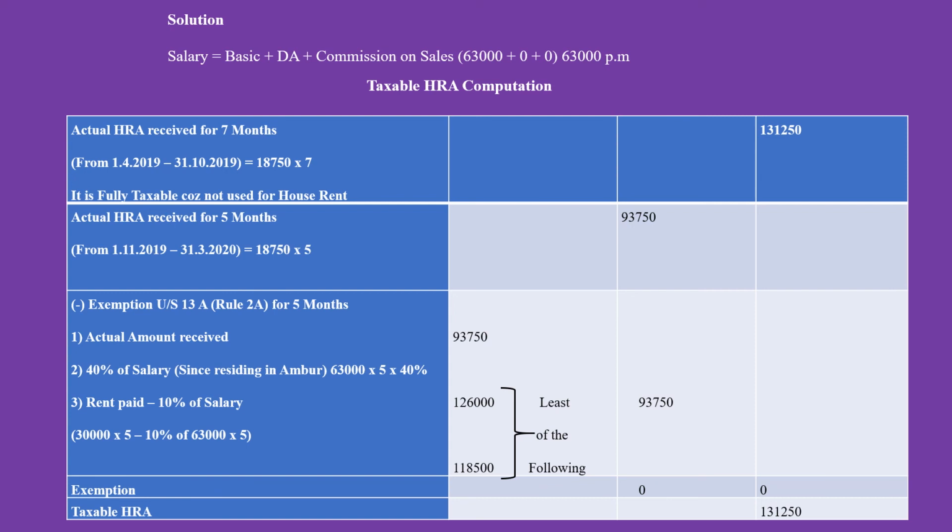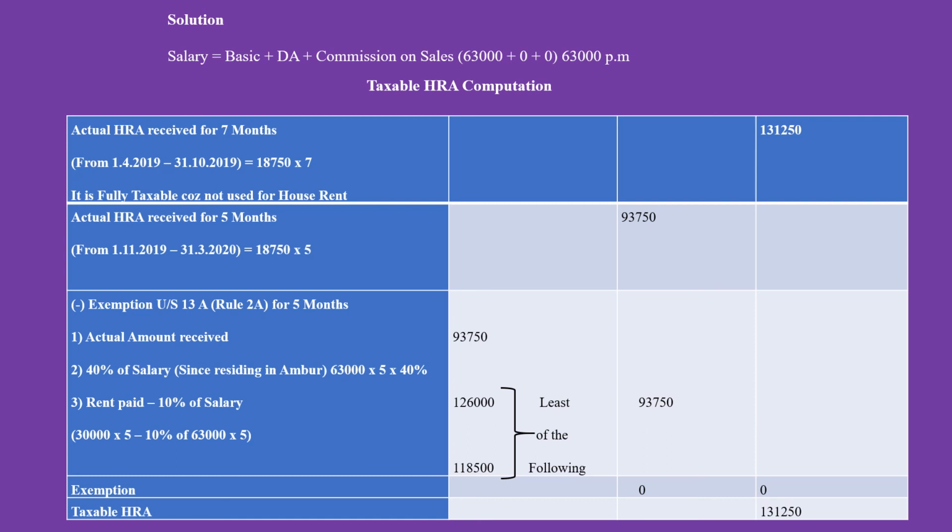From this 93,750, we have to find out what is the exempted amount according to section 2A, rule 2A. For just 5 months, we are supposed to be calculating this rule. So actual amount received is 93,750, which is the first condition. Second condition is 40 or 50% of salary depending on the place. So we know he is living in Ambur, so 40% of salary is taken. So 63,000 per month into 5 months only, into 40% we are taking. So that is going to be 1,26,000.